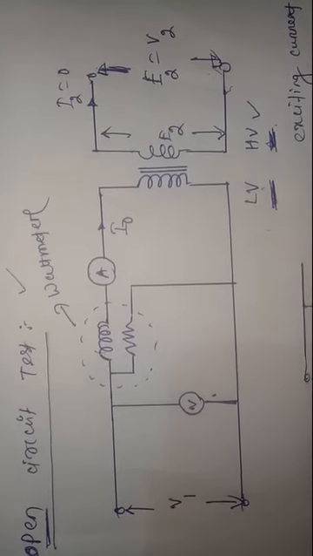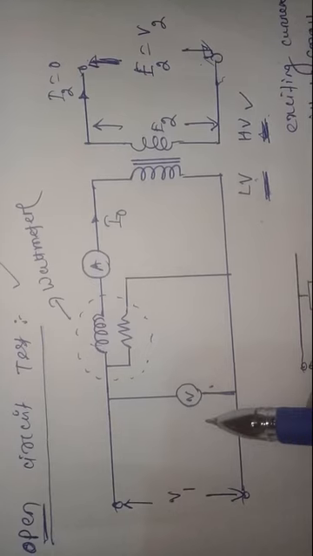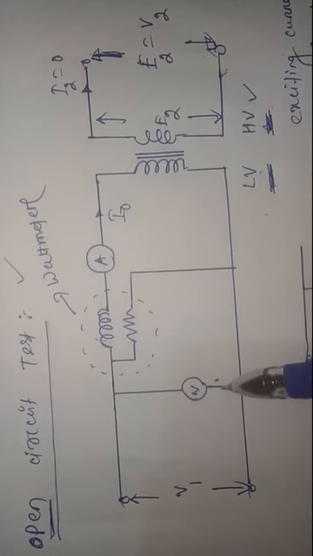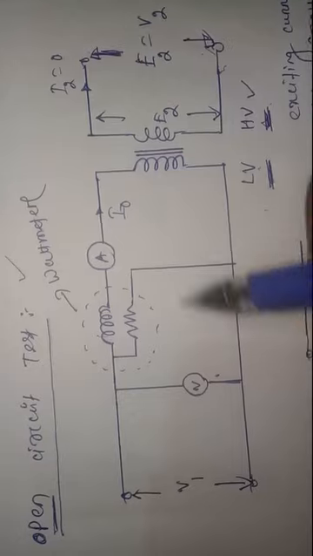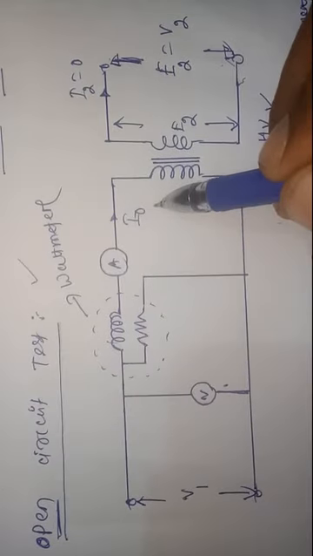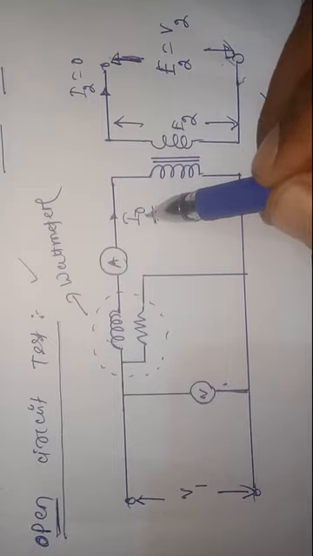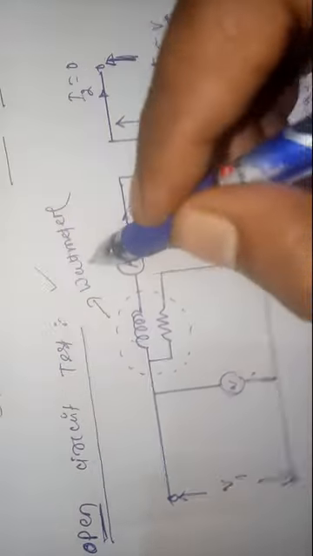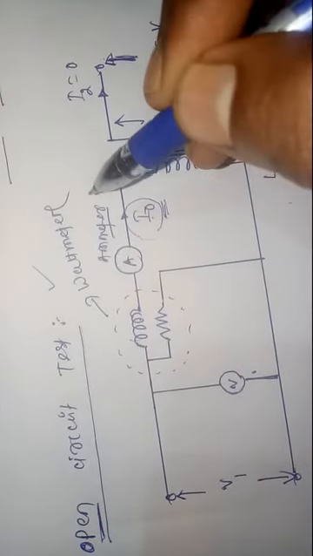So this is the circuit diagram. In this test, the rated voltage is applied to the primary, which is measured by the voltmeter connected between these two points. The no load current I0, the no load current that flows on the primary side, is measured by this ammeter, which we have connected here.